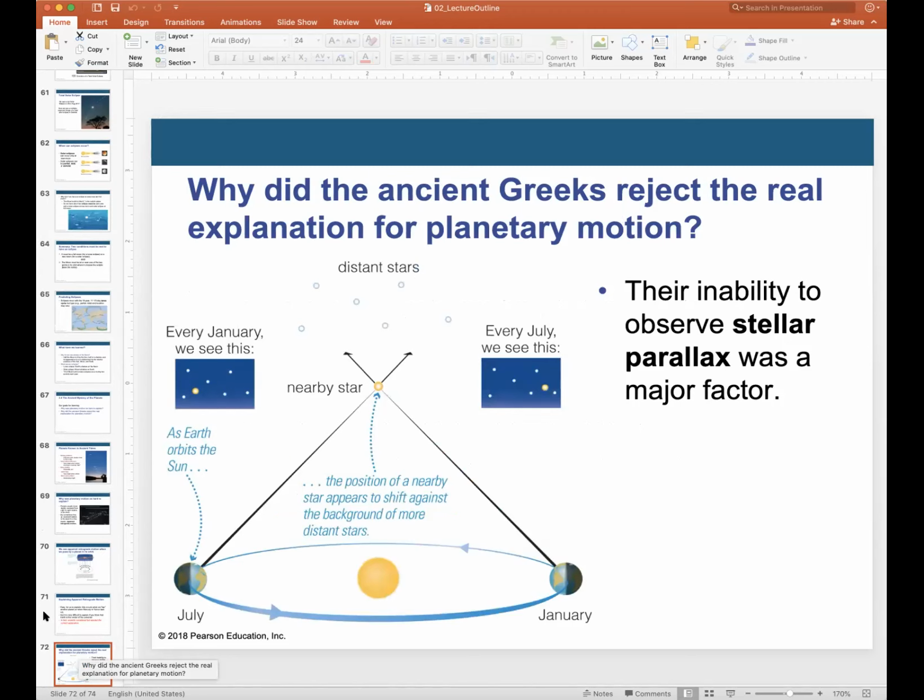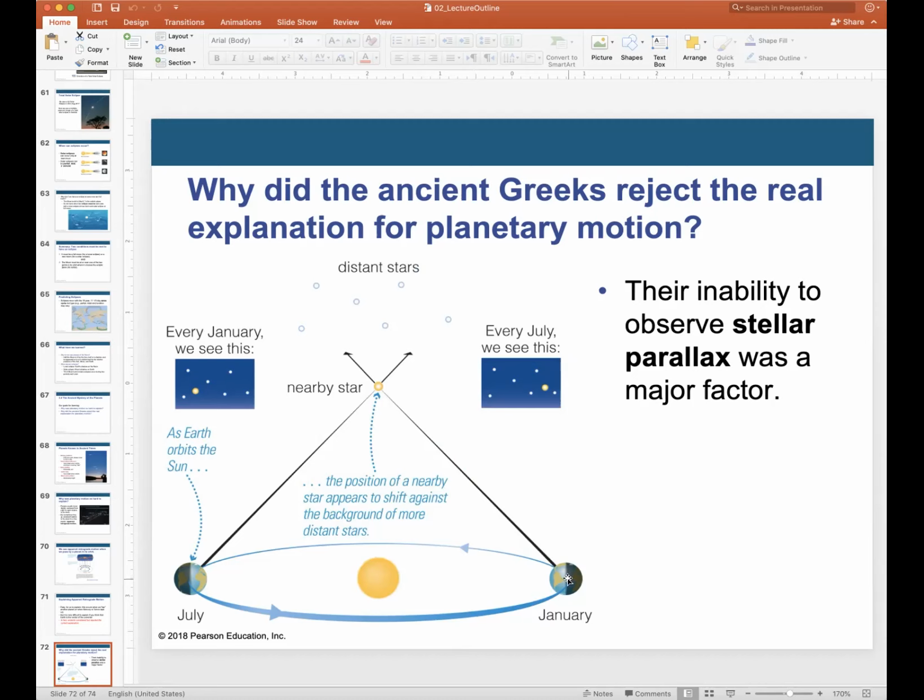The other thing that they could not explain, or that the Greeks actually rejected, because the Greeks were the first people who were thinking about this stuff. Why did they reject the true explanation of what's happening, which is the sun being at the center and Earth rotating around the sun in an orbit? Okay, why did they reject it? Because they could not see stellar parallax. And what is a stellar parallax?